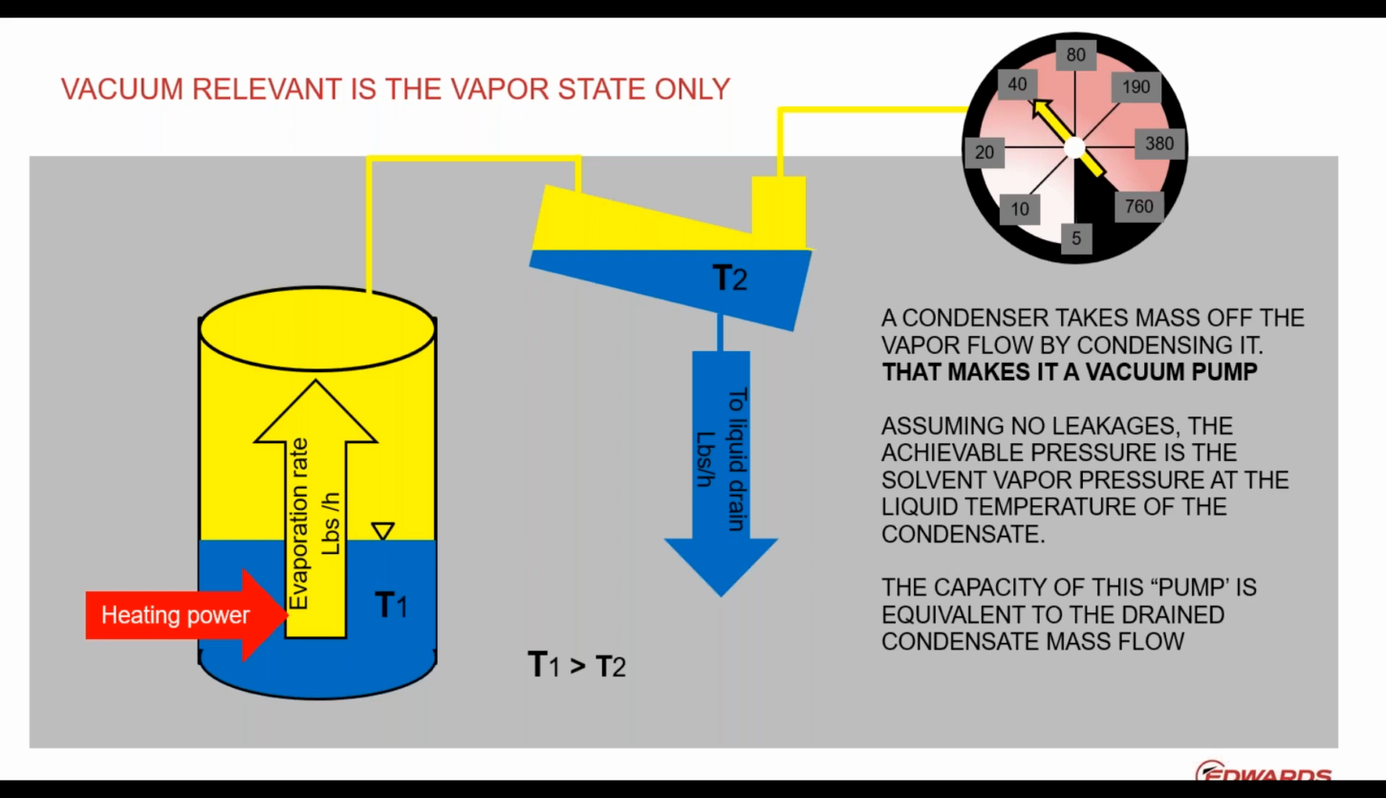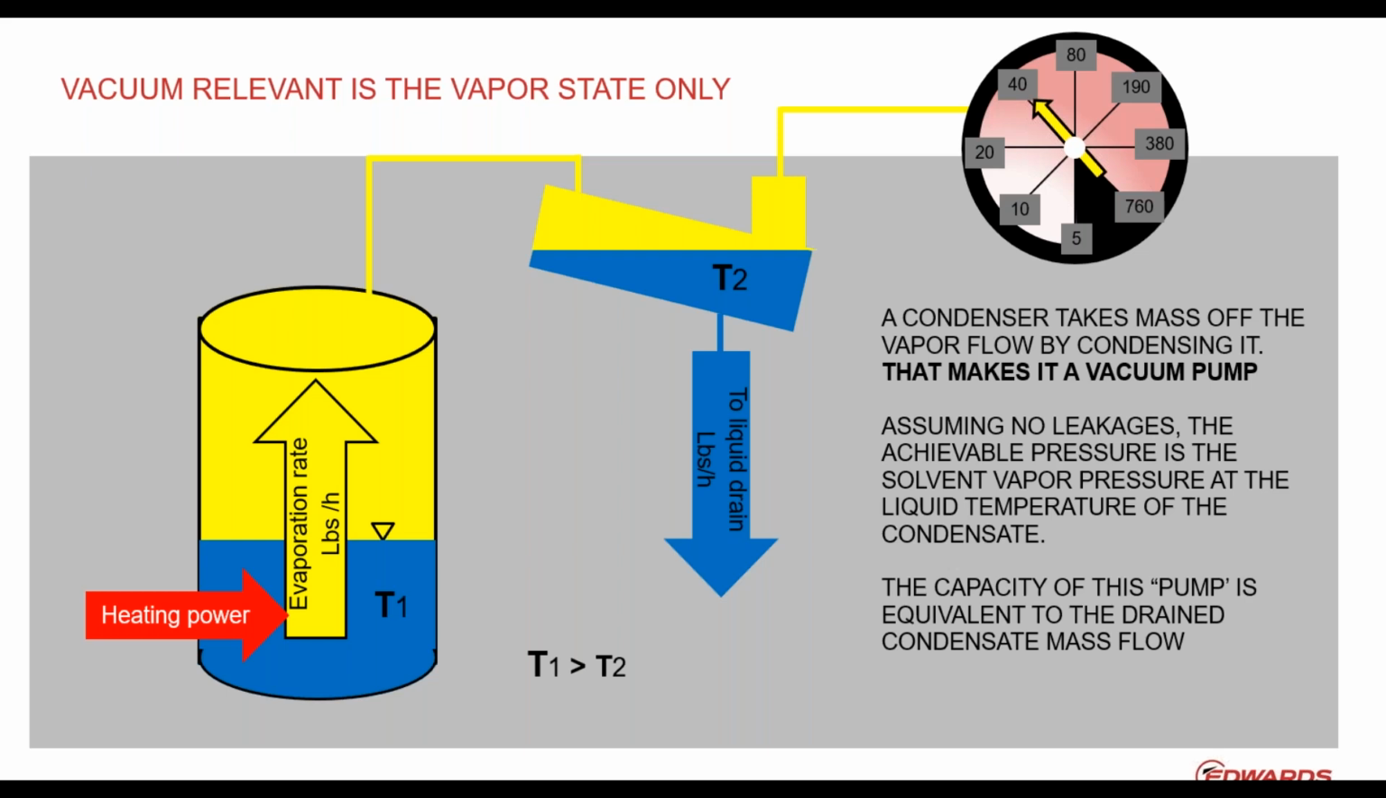Since the vapor leaves the reactor, the condenser takes the vapor out and puts it back into the liquid state, which means in that moment, it is not relevant anymore for the vacuum process. It's back into being a liquid. And that makes a condenser a vacuum pump. Very simple. And if you think that process through for a moment with me, this is where I put a gauge on the end of the condenser on the vapor side. That condenser pulls a vacuum.